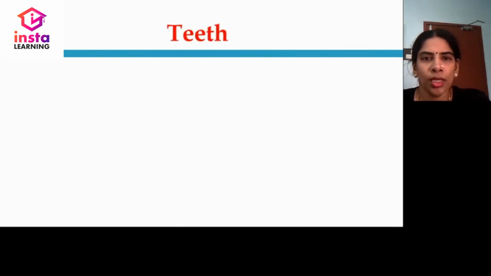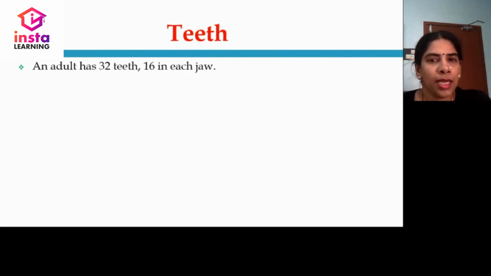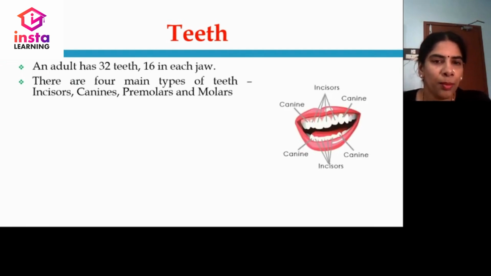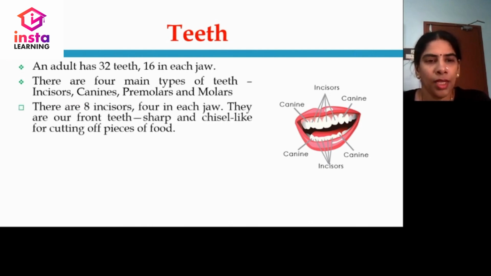Let us discuss teeth. An adult has 32 teeth, 16 in each jaw. There are 4 main types of teeth: incisors, canines, premolars, and molars. There are 8 incisors, 4 in each jaw. They are our front teeth. Incisors are sharp and chisel-like for cutting off pieces of food.